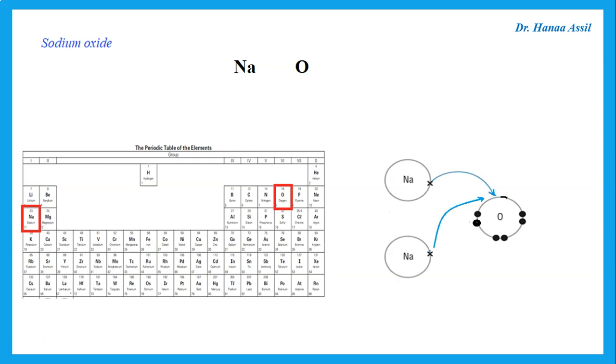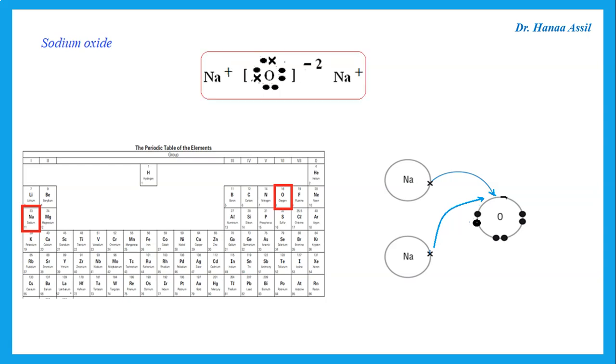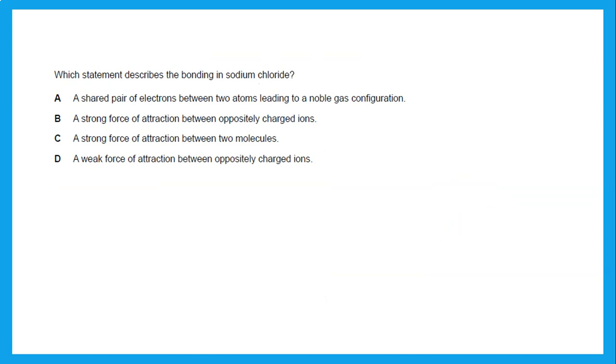And that means I need 2 sodium atoms to give me 2 electrons to give to the oxygen. Each sodium has lost 1 electron, so it now has an extra positive charge. The oxygen has the 6 of its own plus the 2 that it got from the 2 sodium atoms. So this is the dot and cross diagram for sodium oxide. Are we following? Okay, let's try a question.